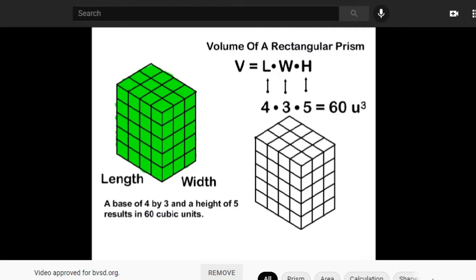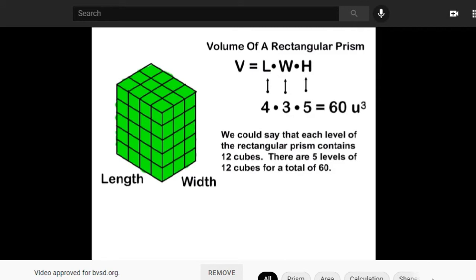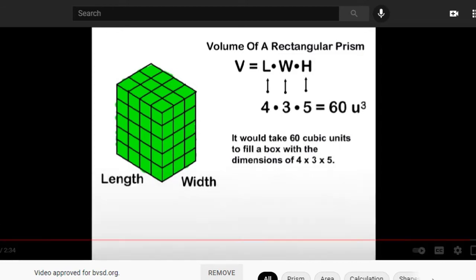We could say that each level of the rectangular prism contains 12 cubes. There are 5 levels of 12 cubes for a total of 60.